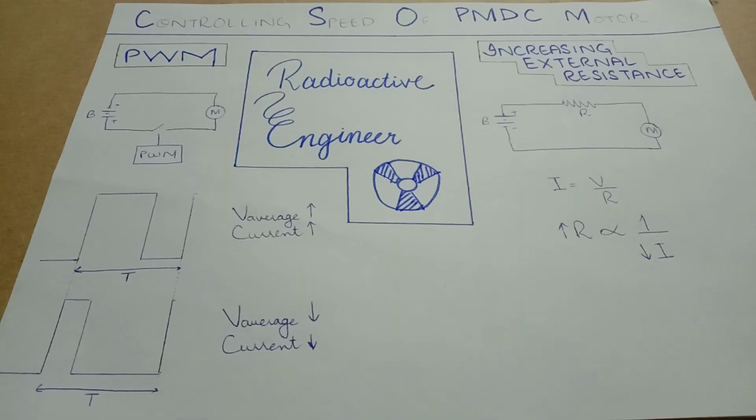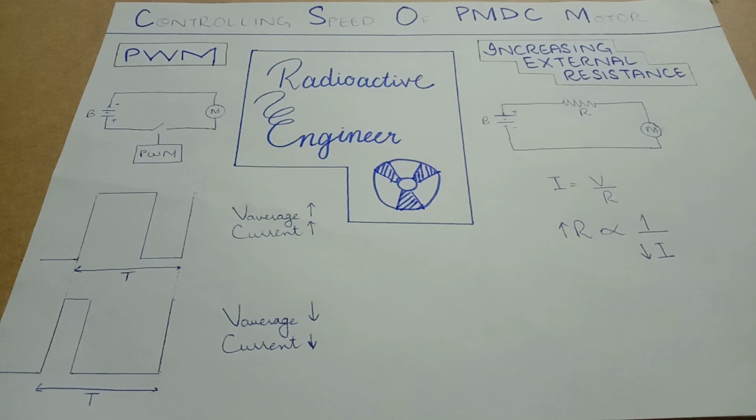So the main idea of controlling a PMDC motor is to limit its current, and that's done by a PWM control or by connecting an external resistance to the motor. So basically in this PWM method we reduce the on time of a wave, due to which the peak voltage remains the same throughout the on time, but the average voltage reduces, reducing the current consumption also.